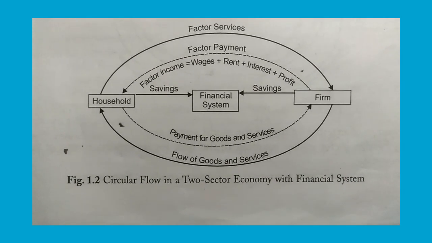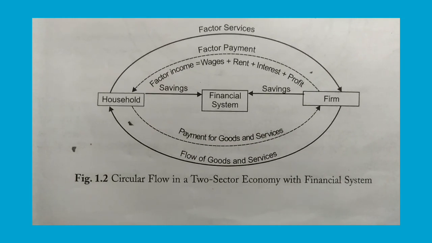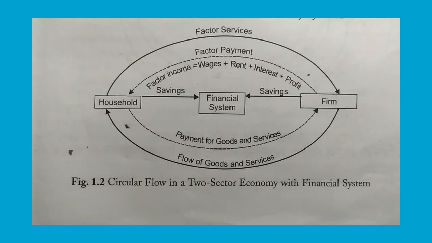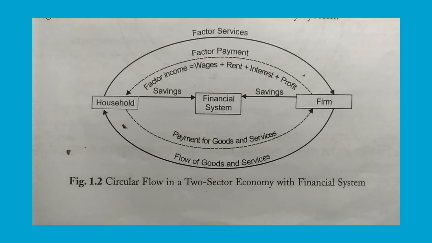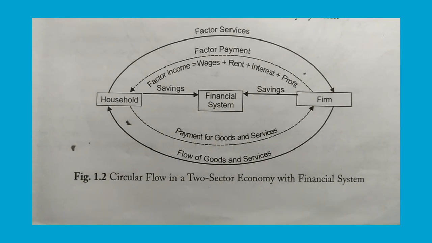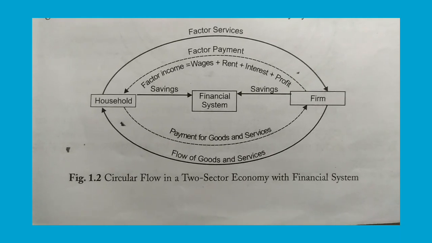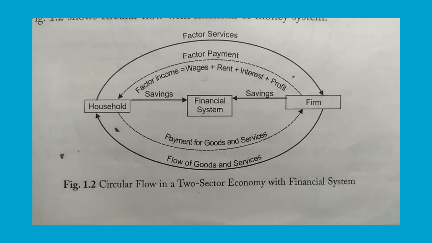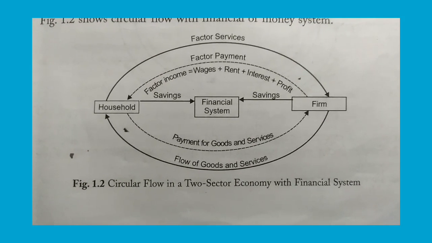In this case, leakages are savings by households and firms. But when firms borrow this money for investment purposes from the financial system, then they become injections into the circular flow. Savings are leakages and investments are injections. The important condition is that leakages must be equal to injections. Saving and investment are essential for capital formation in a country.